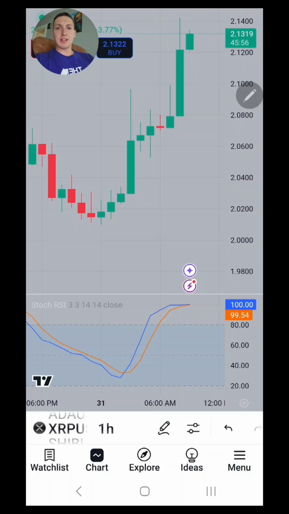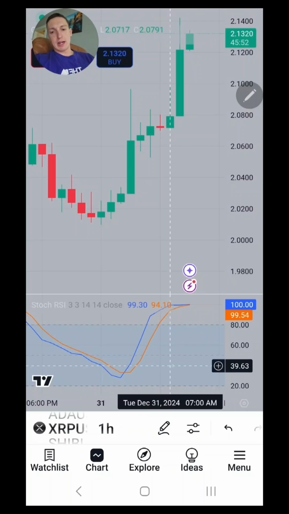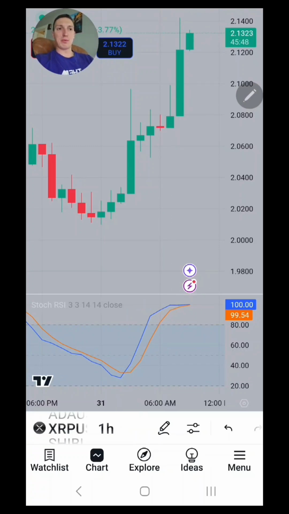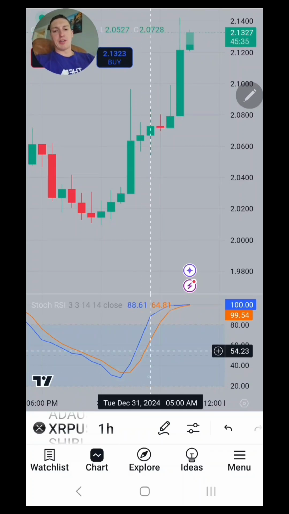Now, there's all different kinds of indicators to choose from. I only use a few. This one on the bottom here is called the stock RSI, and it basically sums up what the relative strength index is showing you and puts it together a little bit differently to help you read it more aggressively, I would say. And it goes up and down in its range.